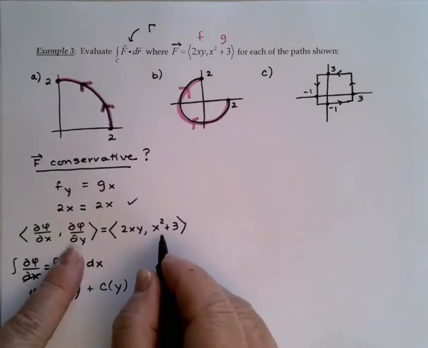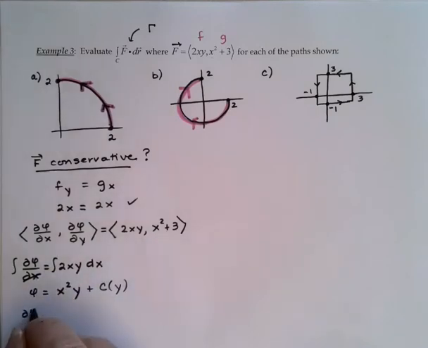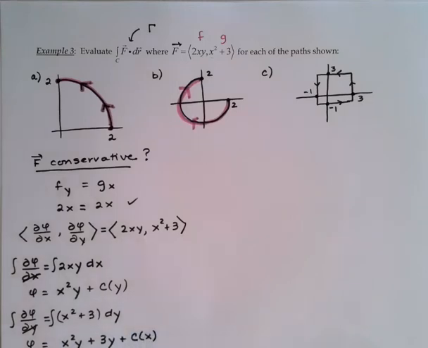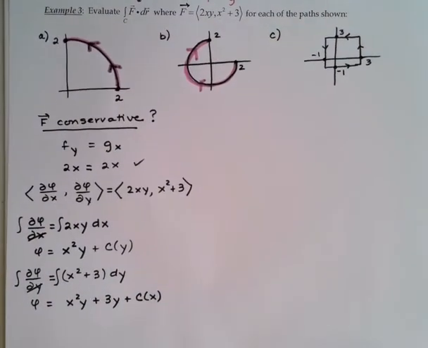And then the second component, partial of phi with respect to y, is x squared plus 3. And integrating that, let's see, that's all constant with respect to y, so I'll just get x squared times y plus 3 times y, plus a constant that could depend on x.